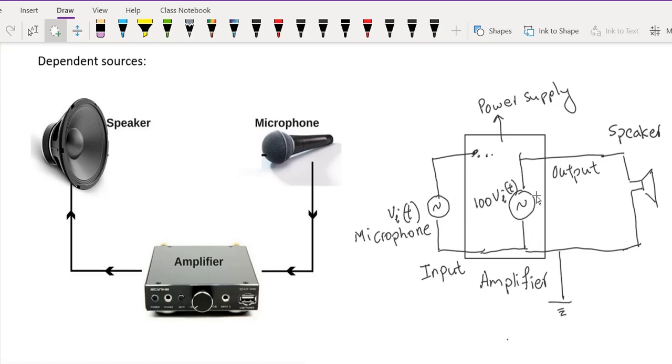So the way this voltage source behaves depends on what's happening in the rest of the circuit. When that happens, these are called dependent sources. And as far as this circuit is concerned, the microphone is acting like an independent source, because its value does not depend on what's happening in the circuit. It depends on the external environment, but not on the rest of the circuit. This is fixed based on what's happening outside the circuit. So the microphone is an independent source. The voltage source at the output side of the amplifier is a dependent source.